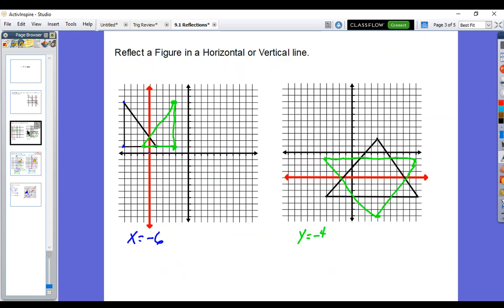And then when you do just normal horizontal or vertical lines, regardless of where the line's at, just count how many spaces away you are from it. The original point, how many spaces away from the line perpendicularly, you go the opposite way. So here, this was 1 unit to the left, so then you want to be 1 unit to the right, or 1 unit to the right, then you want to be 1 unit to the left.